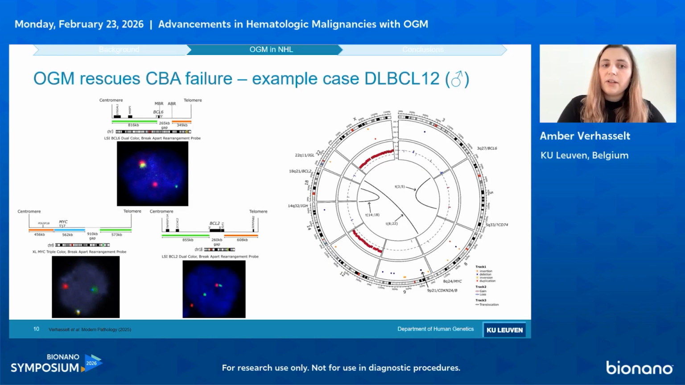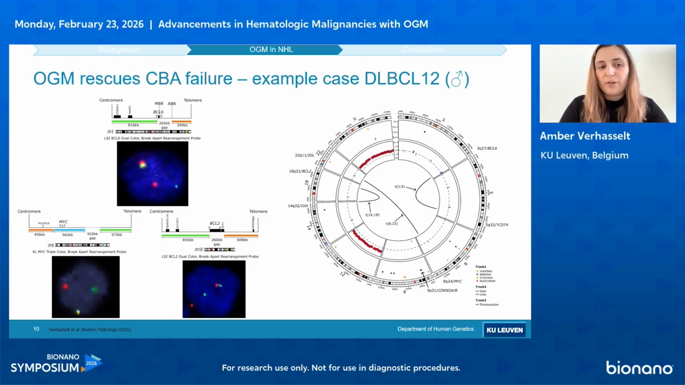So here there is another example case. This is a diffuse large B-cell lymphoma, where we did not have any CBA results. We did have FISH, which is what you can see here. So there were 3 balanced rearrangements in BCL6, in MYC, and in BCL2, making this a triple hit lymphoma. And here you can see the circos plot of the optical genome mapping results.